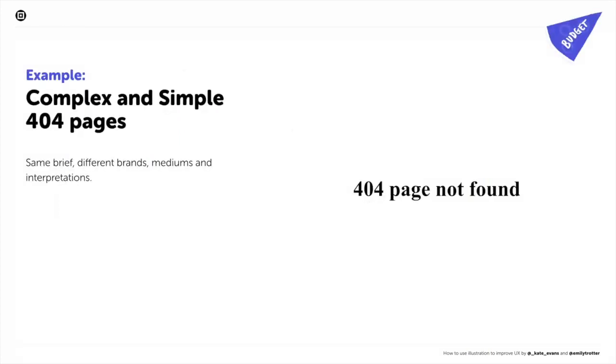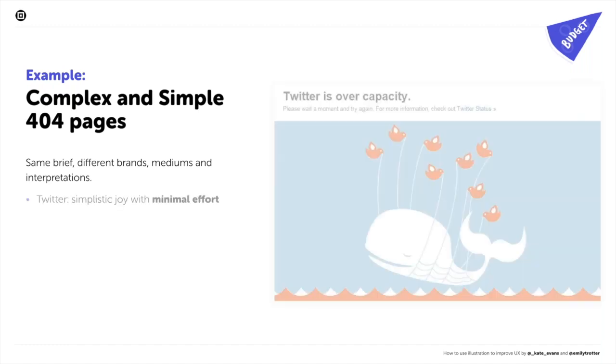Yeah, so I've got an example here just to show different budgets being used. So 404 pages are a perfect example of a pain point in a journey. We've got 3 examples of successful 404 pages using illustration that show varying levels of complexity and thought, which would indicate different budgets. Obviously, we don't actually know exactly what these budgets were, but just from a viewing point of view. Firstly, let's go to Twitter.